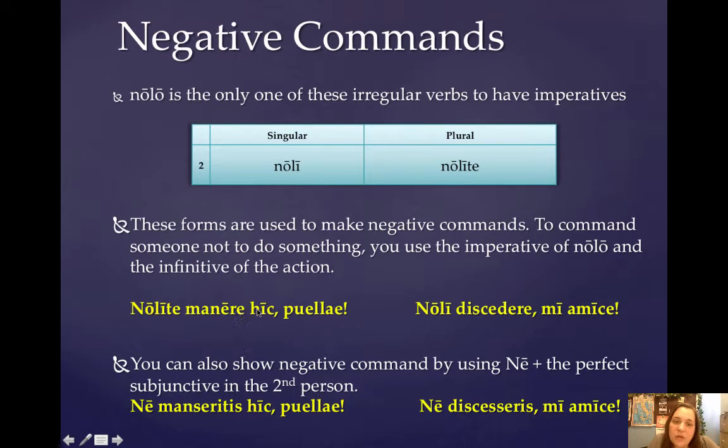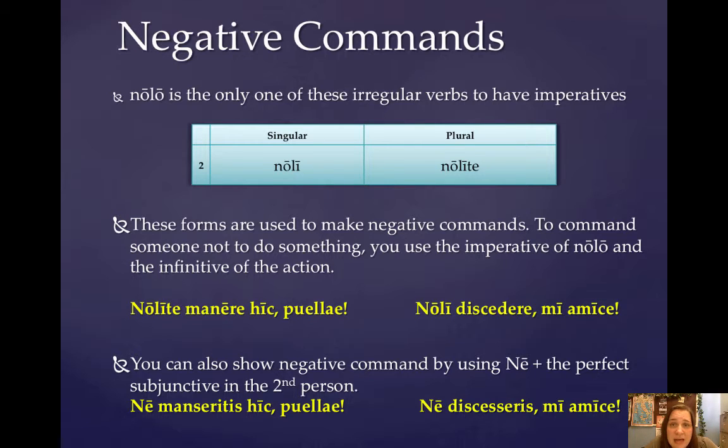So one way you can say do not remain here, girls, is nolite manere hic, puellae, or you can say ne manseritis. That's the second person plural, just like nolite here, we have the second person plural. But here we have the perfect subjunctive. And both of these sentences translate the exact same way. Again, noli discedere, mi amice, don't leave, my friend, can also be written ne discesseris, mi amice. And really you need to know both of them.